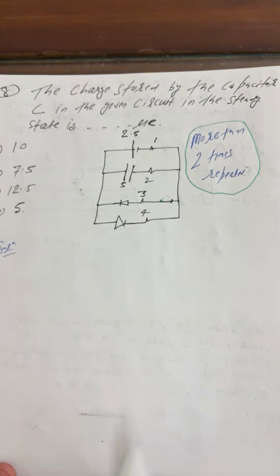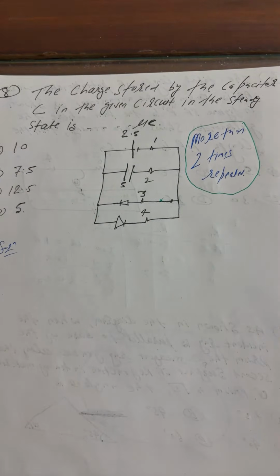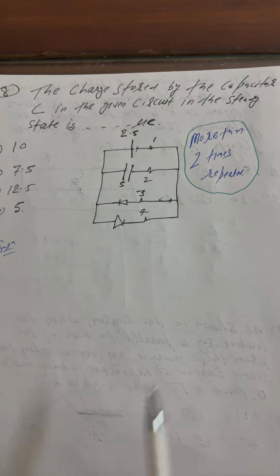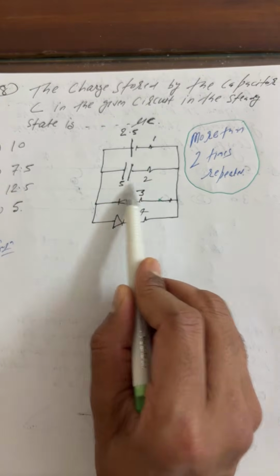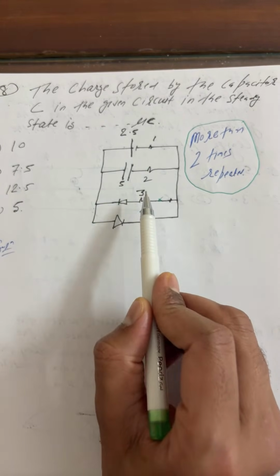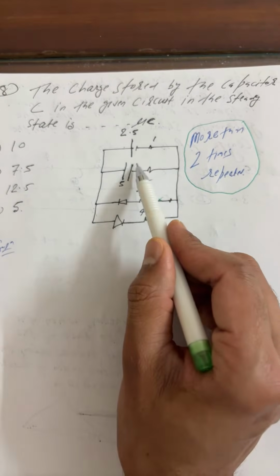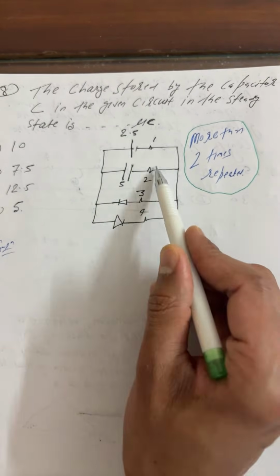You can forget this one. Also, the question mentions we have to find the condition of what? Steady state, right? If the steady state condition has been mentioned, then again, there is no contribution from this circuit. There is no contribution of this circuit, right? So for this condition, you can forget it. Just forget it.